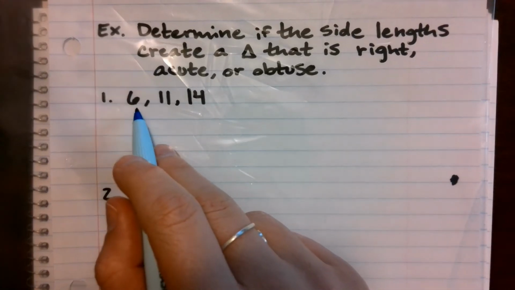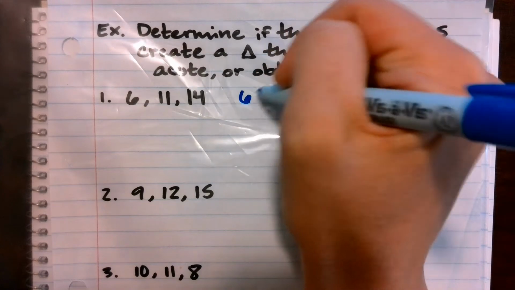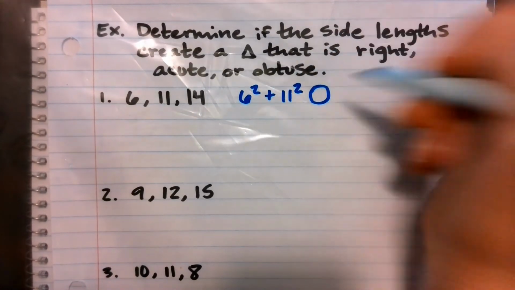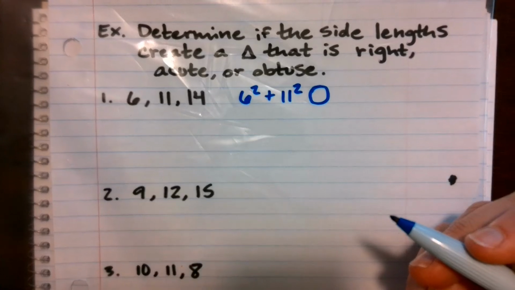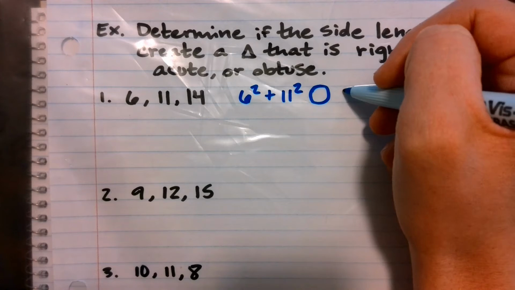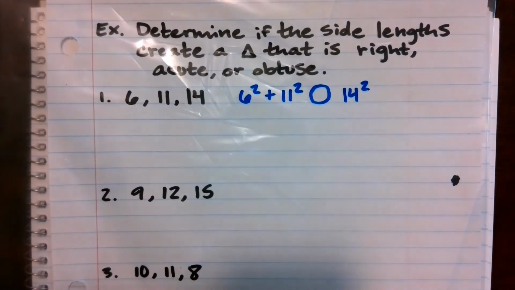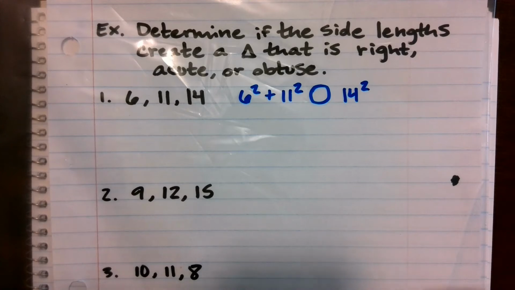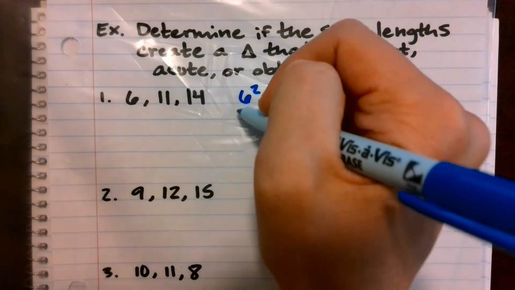So starting with example 1, I'm going to have my 6 squared plus 11 squared. Remember, we don't know if it's equal to, less than, or greater than, so I like to just keep an open circle or an open box there. You can just leave it blank if you want. And then our 14 squared. So I'm just evaluating either side. I'm not solving for anything. I'm just trying to see how they compare.